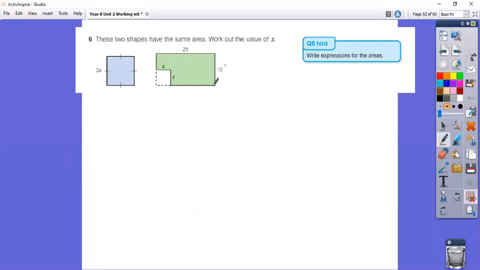These two shapes have the same area. So remember, this side is taken off. Work out the value of x. So again, the hint here is write expressions for the areas. So what's the area of this one?